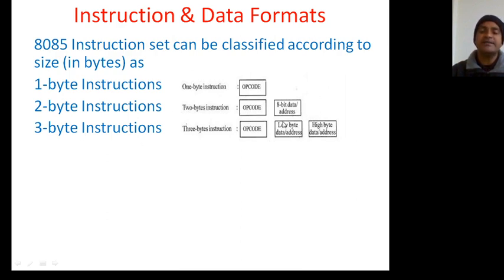In 3 byte instruction, there will be 3 byte. First byte will be opcode, then next byte will be lower byte data or address, then higher byte data or address. Now I will explain in detail.